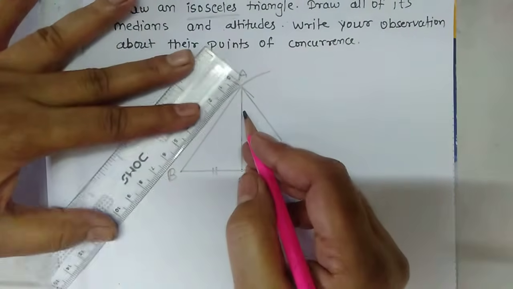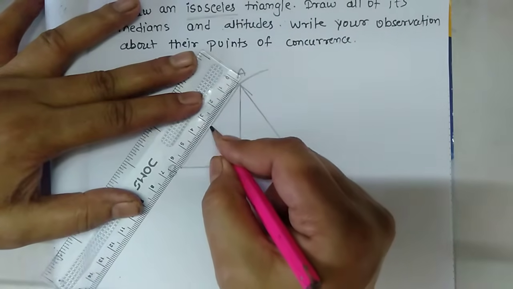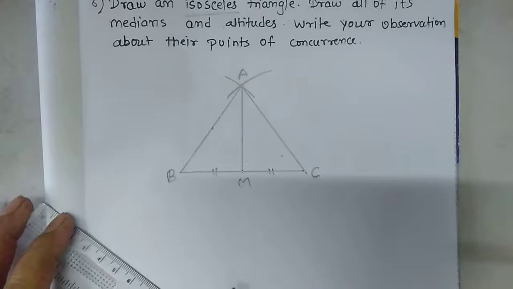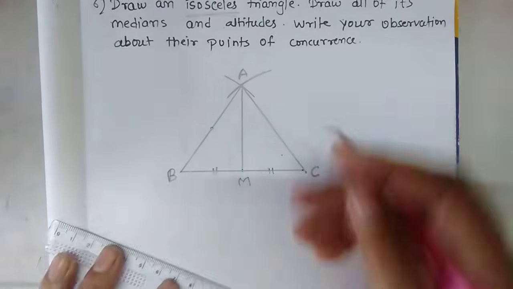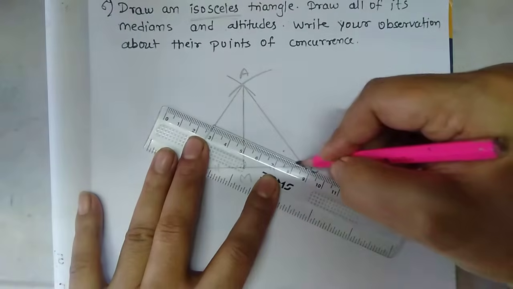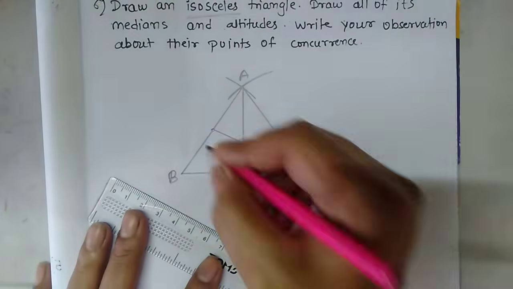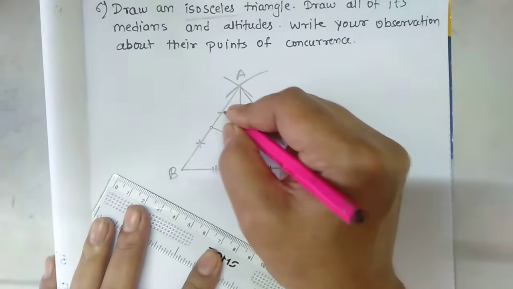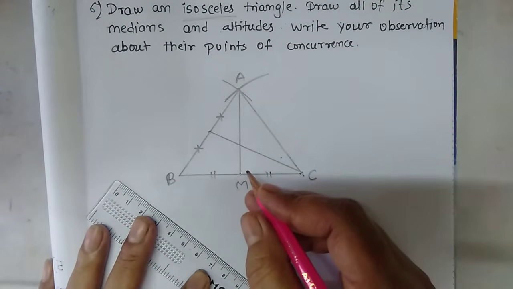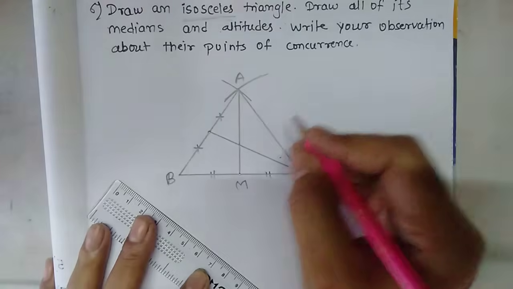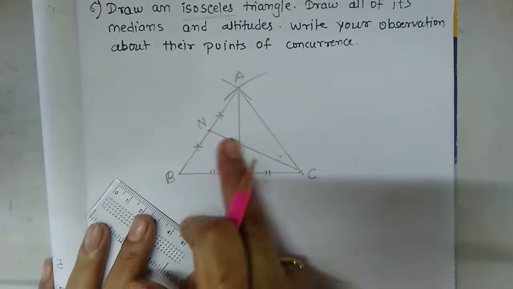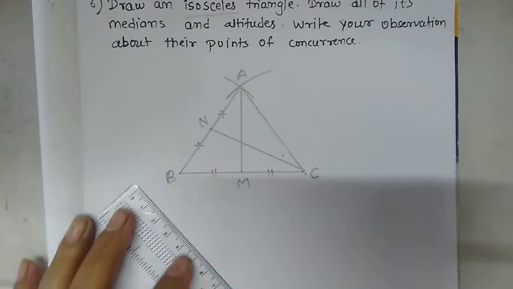Now the length of AB is 6 centimeter. So at 3 centimeter is the midpoint. So join this midpoint to the opposite vertex, that is C. This is the median. Give the label, this is M, this is N.